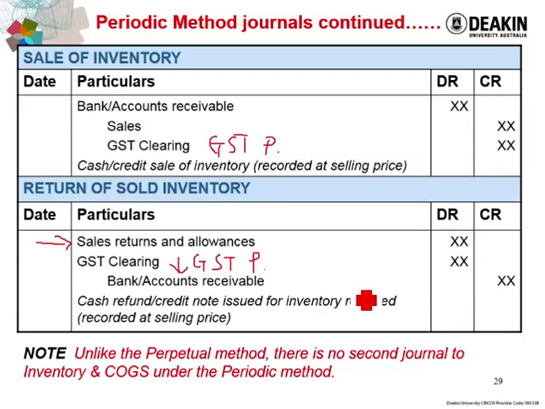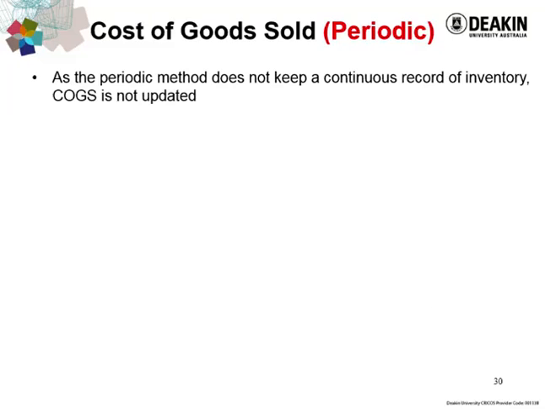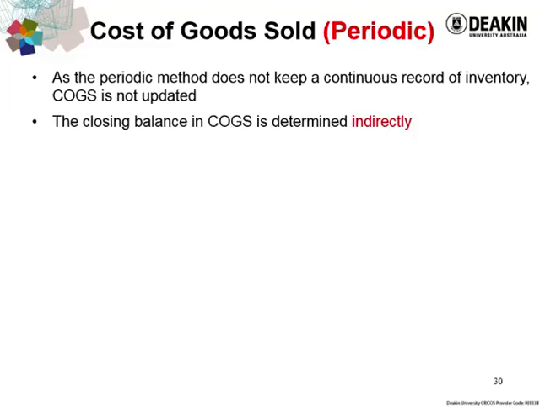So these entries are basically the same as the perpetual method. The only difference is that we do not need to record cost of goods sold because we do not keep continuous records of cost of goods sold under the periodic method. Because we do not maintain a running balance of inventory, the amount of cost of goods sold can only be determined indirectly. It actually involves 3 steps.